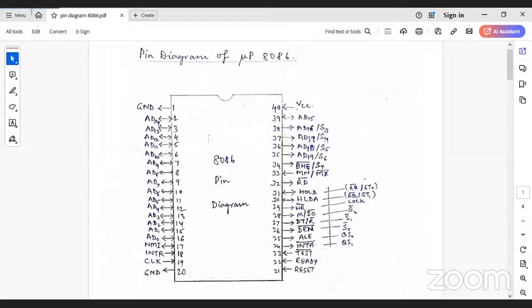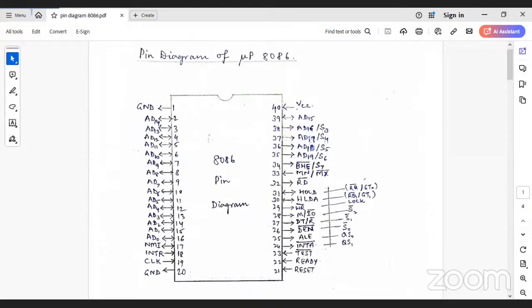And then DEN bar it is there. This is data enable pin. And then you are having BHE/S7 it is. Sorry, there I wrote it as a suffix there. It is S7 status signal. So bank high enable / status line S7, and then address latch enable, INTA. These are the pins which are coming in the minimum mode when your MN/MX bar is at VCC.